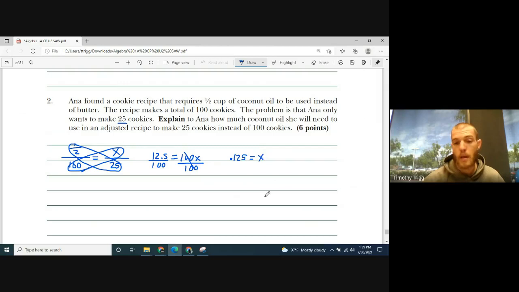Okay. Now on the test, they might show you all the answers in fractions. This fraction is actually 1/8. So we need 1/8 of a cup of oil. Okay. So I want you to put that in a complete sentence. We would need 1/8, or Anna would need 1/8 of a cup of oil in order to make 25 cookies.